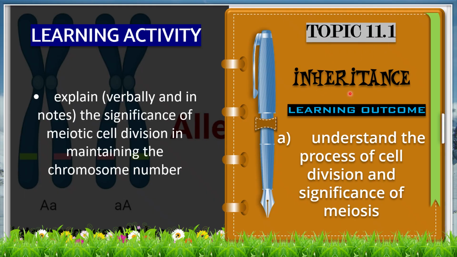Topic 11.1, Inheritance. Learning outcome A: Understand the process of cell division and significance of meiosis. We are going to look at the learning activity: explain verbally and in notes the significance of meiotic cell division in maintaining the chromosome number.